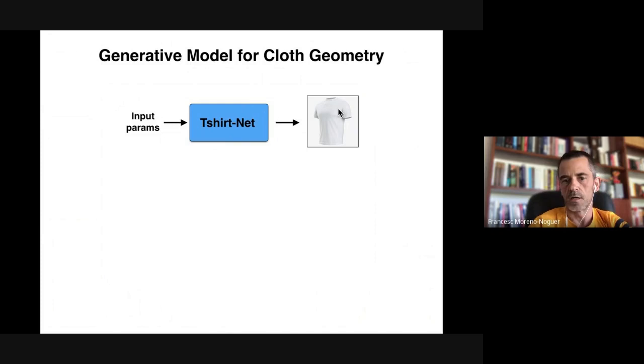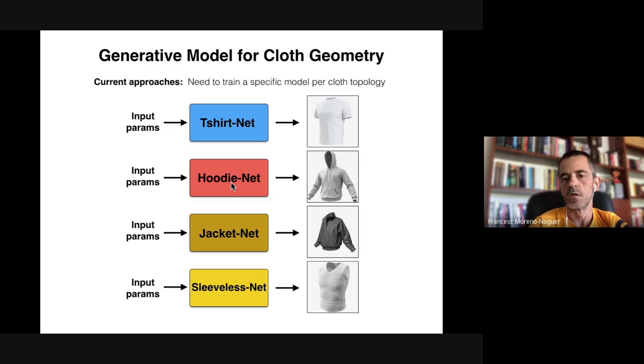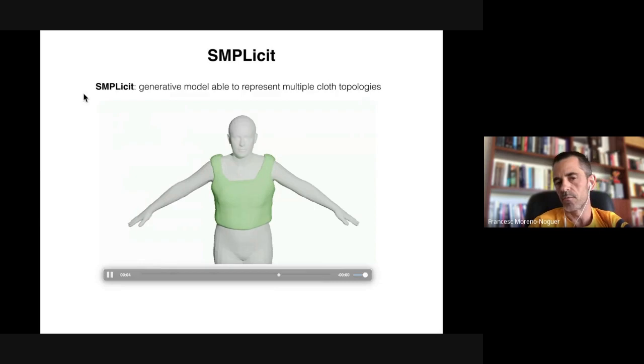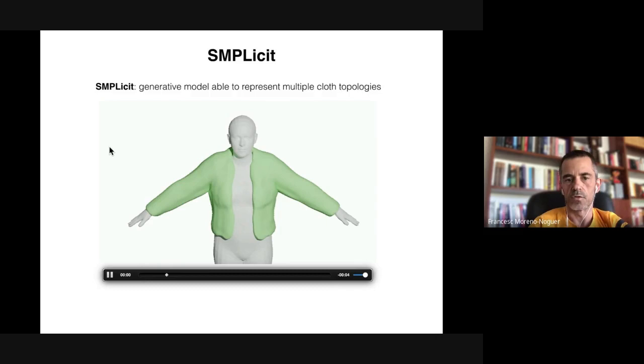a t-shirt, right? There were already in the literature in 2021 some papers that did that. But these approaches need to train a specific model for each cloth topology. For instance, if we want to generate t-shirts, we need to train a network specifically for t-shirts. If we want to do hoodies, we need to do it specifically for hoodies, and so on. So what we presented here, we call it SimpliCloth, is a generative model that is able to represent multiple cloth topologies. We can go from t-shirts, to short sleeveless shirts, even open jackets, using a single model.